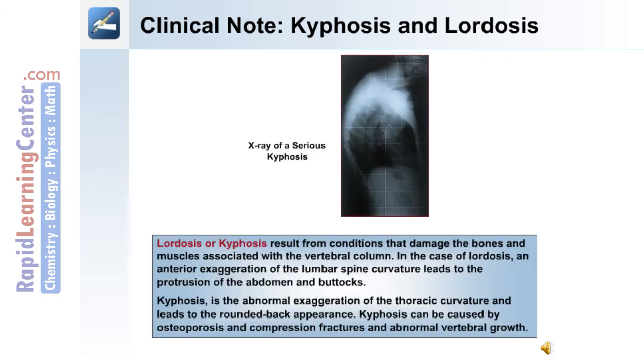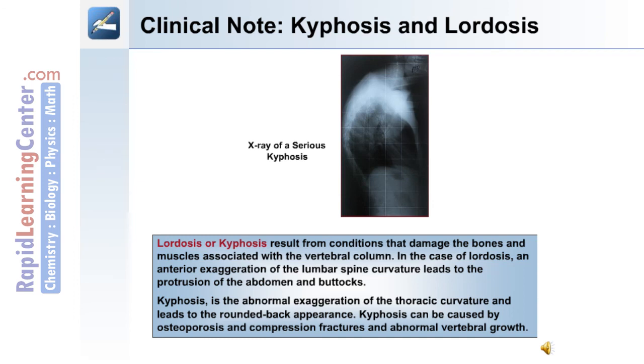The following is a clinical note on kyphosis and lordosis. Kyphosis and lordosis result from conditions that damage the bones and muscles associated with the vertebral column. In the case of lordosis, an anterior exaggeration of the lumbar spine curvature leads to the protrusion of the abdomen and buttocks.